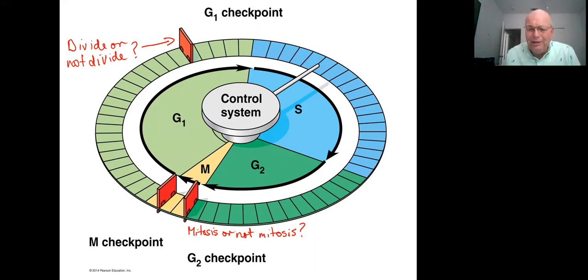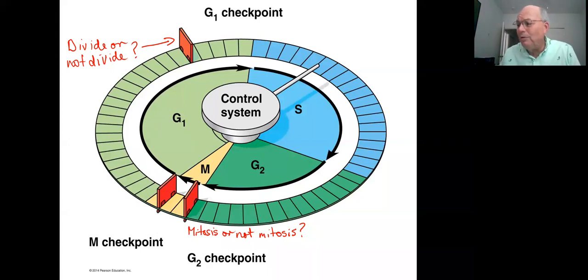So here, basically at this checkpoint, an internal self-check is run to determine whether the cell is ready to begin and to undergo mitosis. Is everything in place? Are all the components in place? Have all the chromosomes been copied correctly? Is each chromosome composed of 2 sister chromatids? Is everything there ready to go? If the answer is yes, after that self-check has been run, then the cell is allowed to enter mitosis.